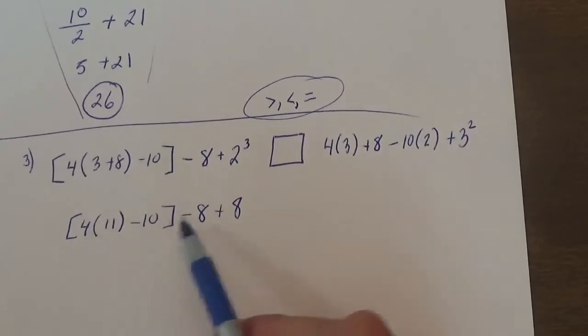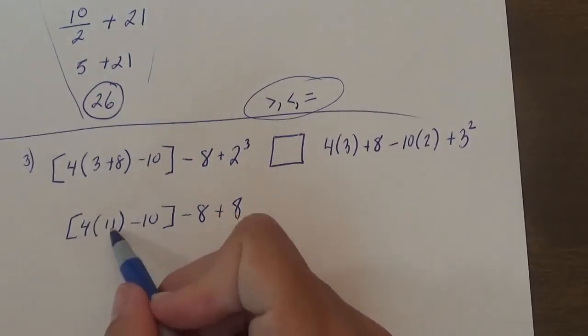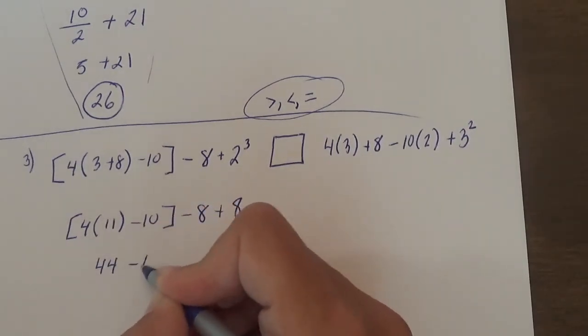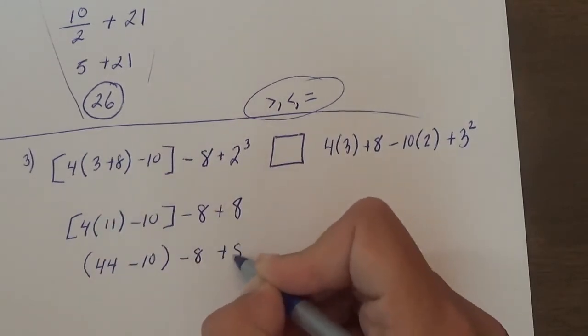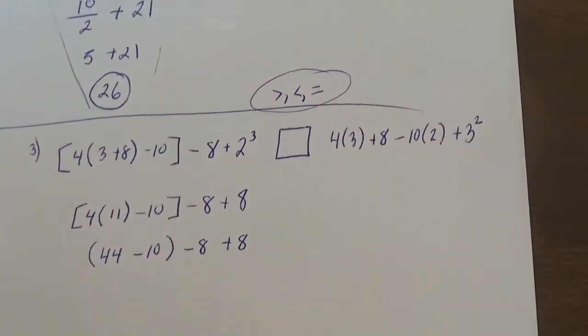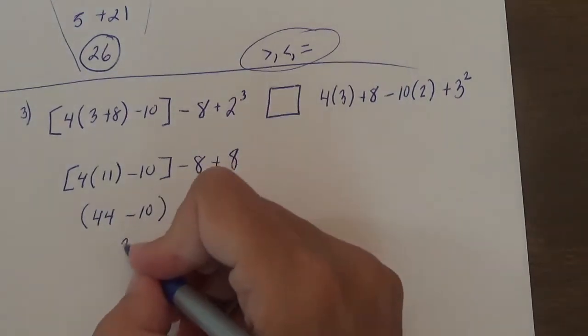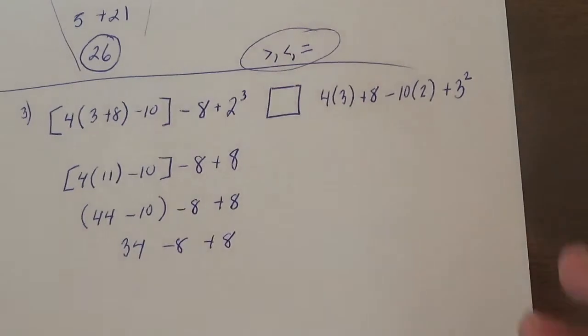We got to worry about these parentheses. So inside these parentheses, we've got 4 times 11 is 44 minus 10. Now, technically, I haven't used those parentheses yet, so I'm going to keep them going. You keep them going until you use them. Okay, now I'm going to use them because I'm going to do what's inside here. So 44 minus 10, 34. Copy this stuff down.